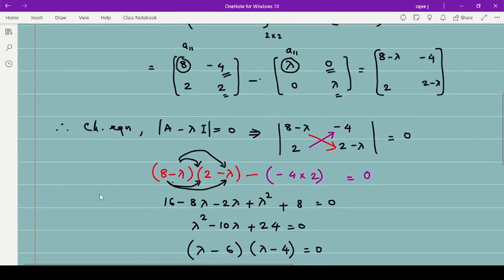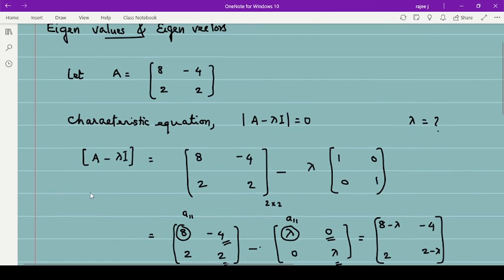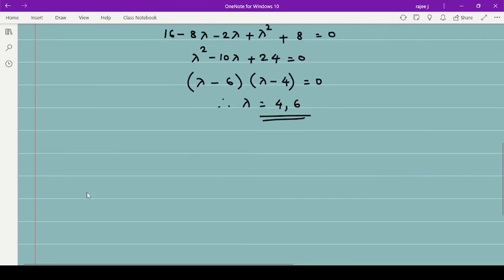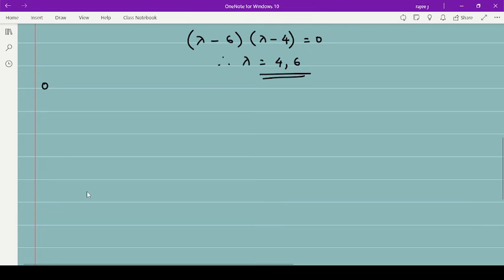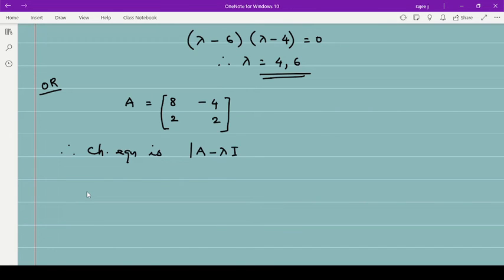Now here, instead of doing this whole lengthy process, the shortcut is: we have A equal to this matrix, 8, minus 4, 2. Then immediately we can write, therefore, hereafter you have to do like this, what I am doing now. Therefore the characteristic equation is determinant of A minus lambda I equal to 0.